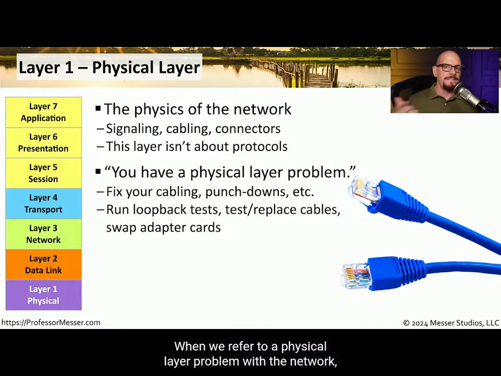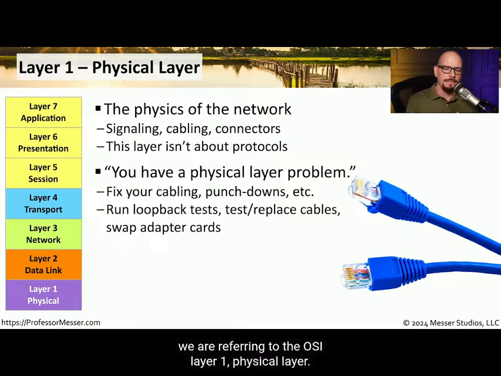When we refer to a physical layer problem with the network, we are referring to the OSI Layer 1 physical layer. This means that we might have a bad cable, a bad fiber, or there might be interference on a wireless network, and it may require us to do a series of tests to determine if we are really able to get a signal across this particular wire or this particular fiber so that we can keep this network running. A lot of the troubleshooting that you do at Layer 1 is running loopback tests, testing cables and fibers, and checking different adapter cards and other devices to make sure they're working properly on the network.